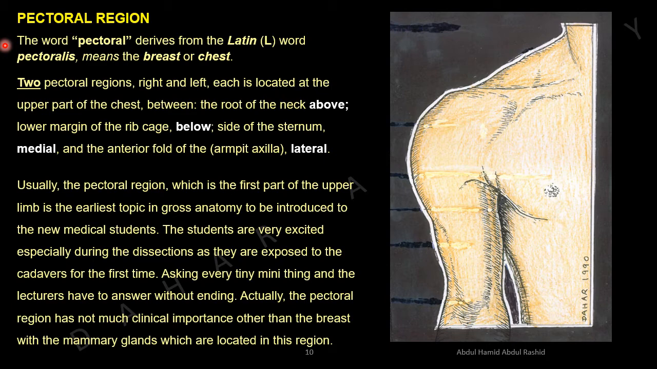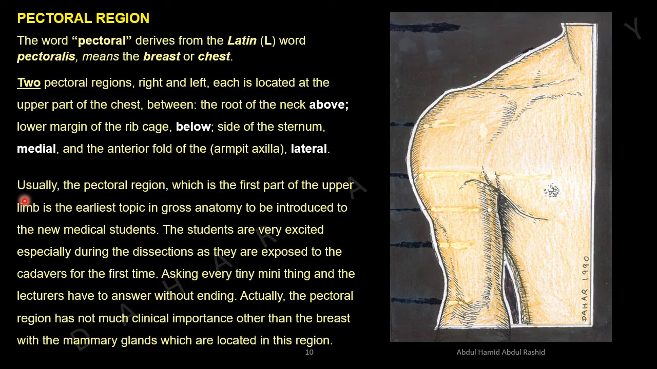Pectoral region. The word pectoral derives from the Latin word pectoralis, meaning the breast or chest. I've already mentioned earlier, there are two pectoral regions, right and left, each located at the upper part of the chest, between the root of the neck above, the lower margin of the rib cage below, the side of the sternum on the medial side, and the anterior fold of the axilla, that is the armpit, on the lateral side.